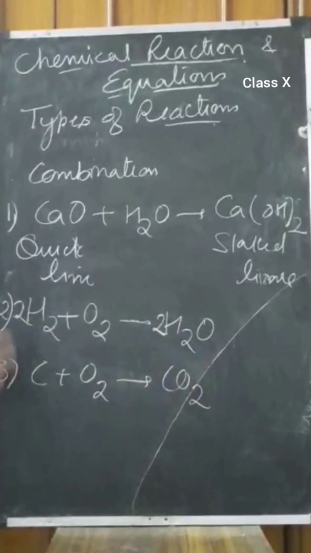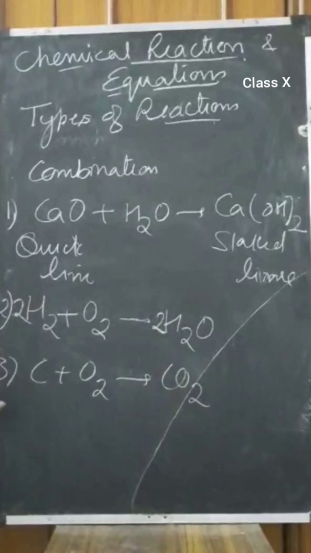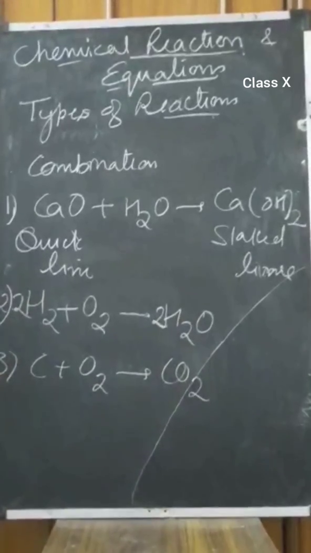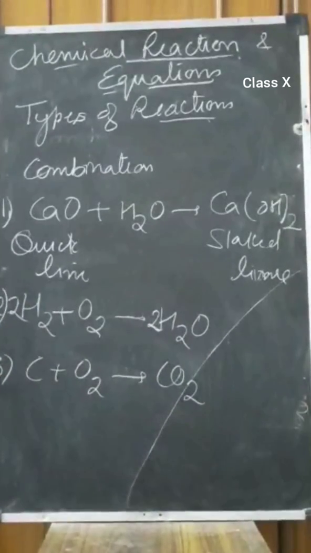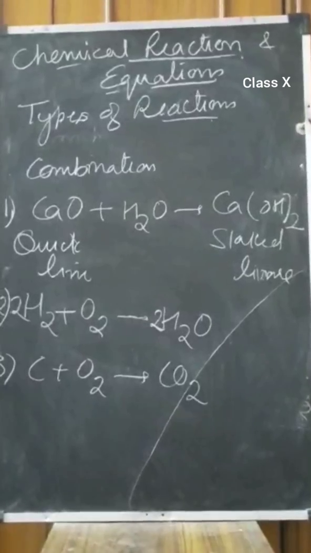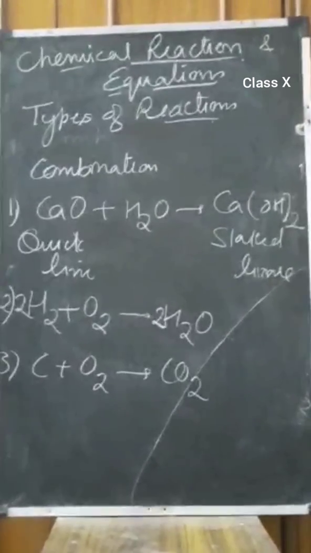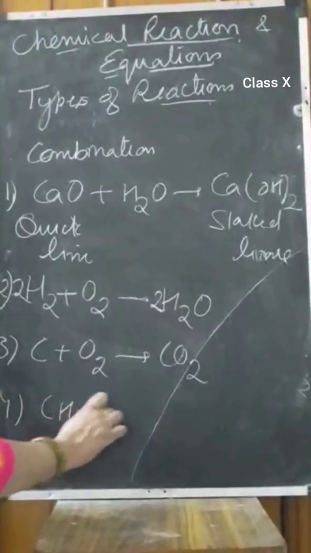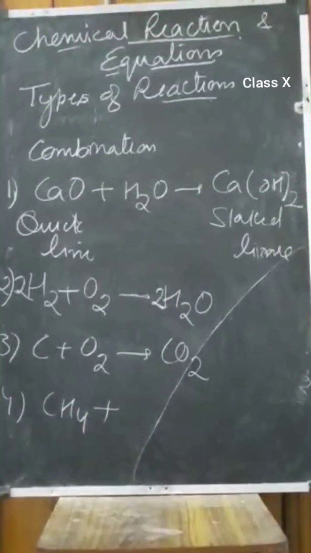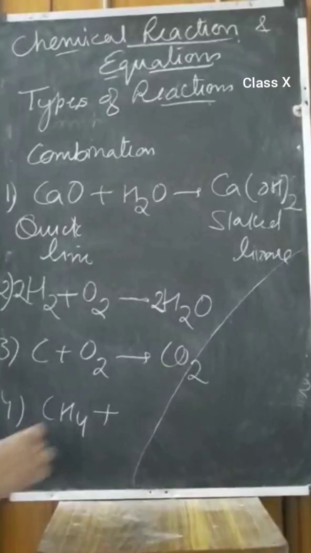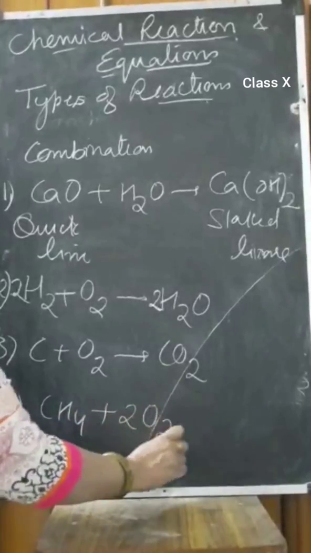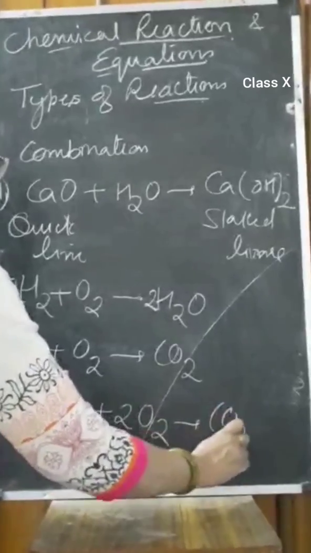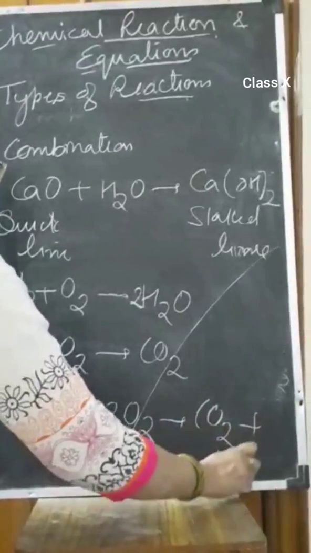You see, whenever we use the word combustion, that also means a combination reaction. So combustion is the reaction with oxygen. Burning of natural gas is another example. The natural gas is methane, CH4 is the formula of methane. When methane combines with oxygen, there is always formation of carbon dioxide and water.